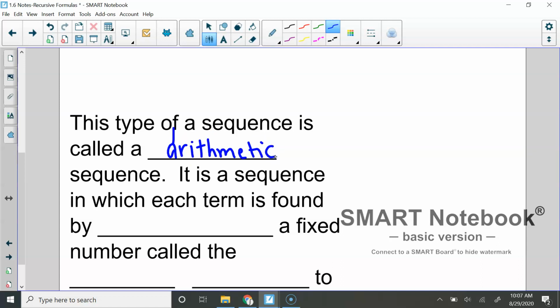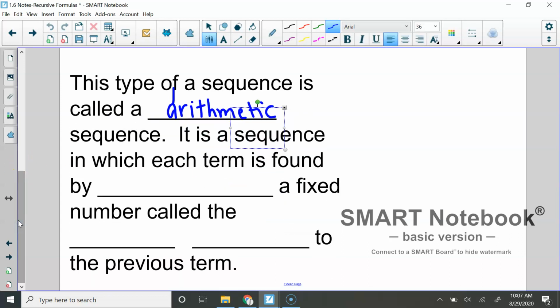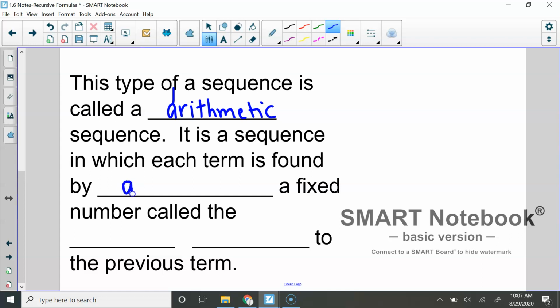sequence. It is a sequence in which each term is found by adding a fixed number called the common difference to the previous term. So if you have a linear graph, that represents an arithmetic sequence. If you have something that's exponential, that represents a geometric sequence. So let's look at some of the problems that we're going to see.